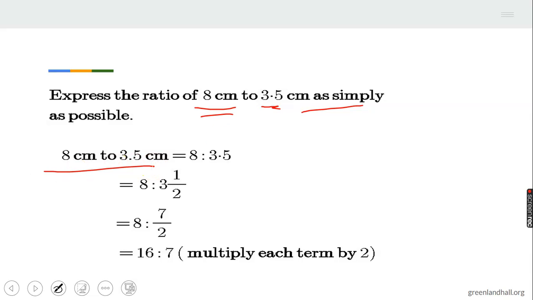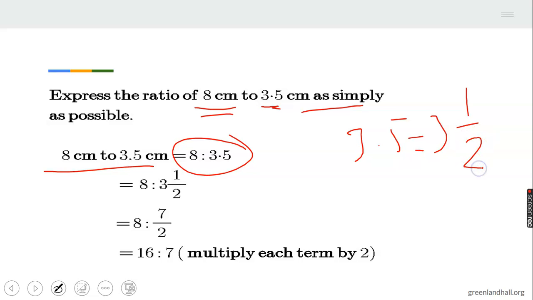Example 2. Express the ratio 8 centimeters to 3.5 centimeters as simply as possible. Look at this. We say a ratio is expressed as whole numbers. Now 3.5 as a decimal can be changed to a mixed fraction, which is 3 and 1 over 2, as you have seen here. Then you change it from a mixed fraction to an improper fraction, which is 7 over 2. Since we have 2 as the denominator and we want a whole number, we multiply both sides by 2. That means 2 times 8 equals 16, and 2 times 7 over 2, we cancel, you have 7.